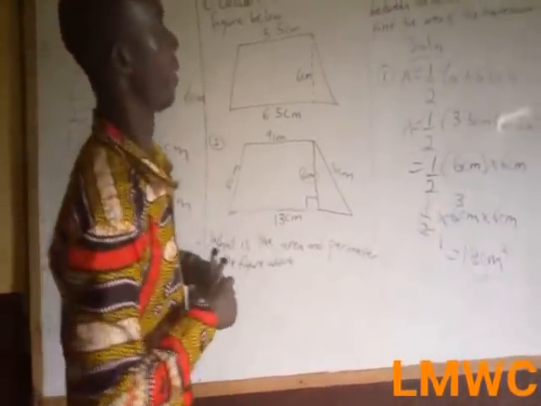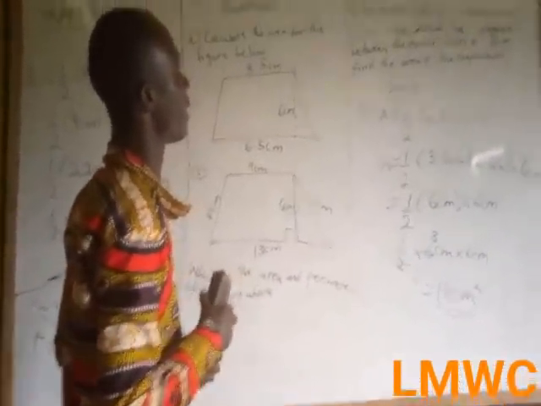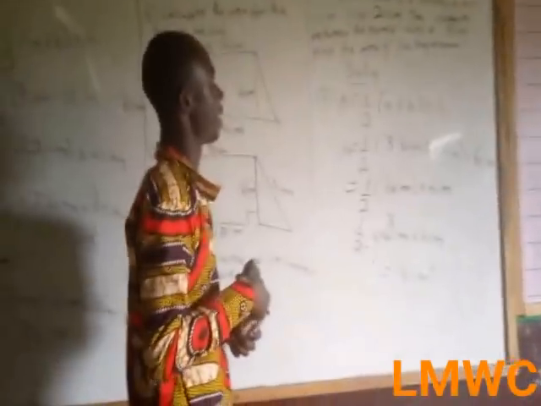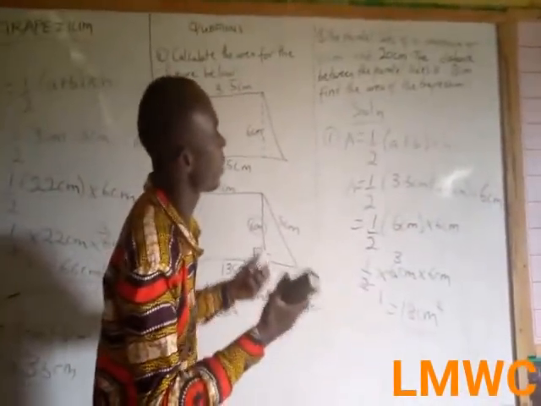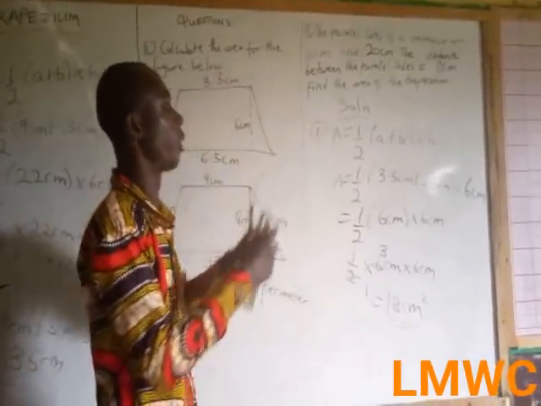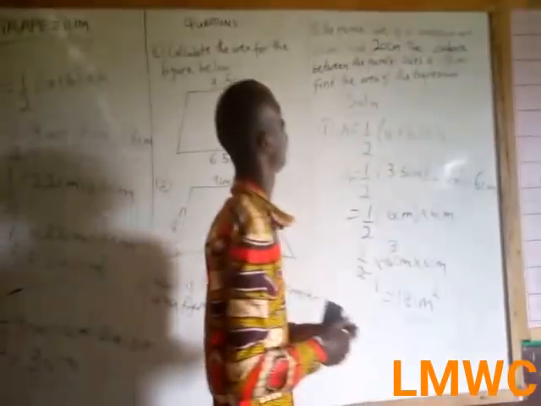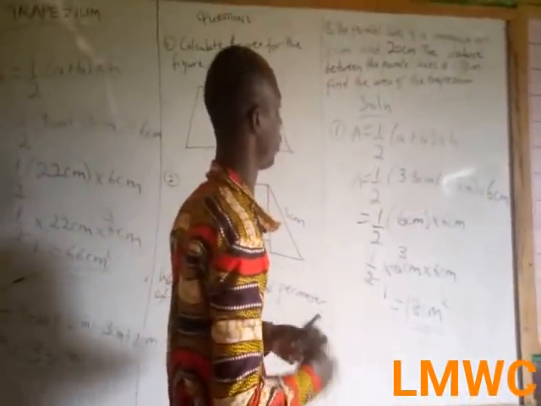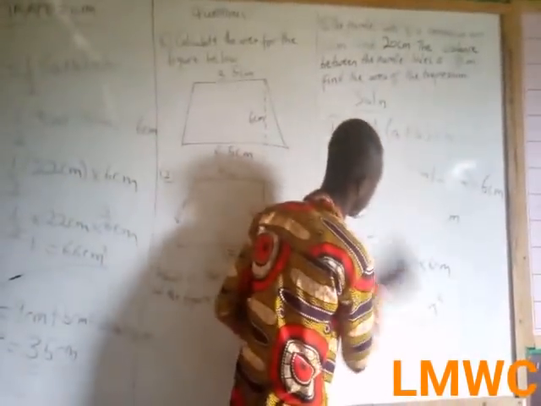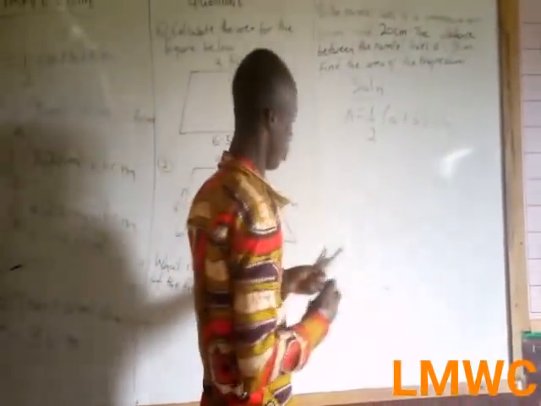Now, the last question. The parallel sides of a trapezium are 10 centimeters and 20 centimeters. The distance between the parallel sides is 8 centimeters. The distance they are talking about is the height. Find the area of the trapezium. So question 3.